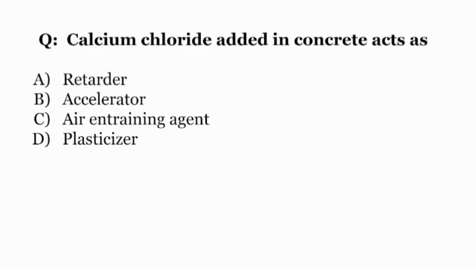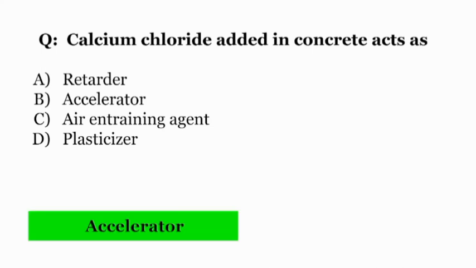Calcium chloride added in concrete acts as option A, retarder, option B, accelerator, option C, air entraining agent, or option D, plasticizer. Correct answer is accelerator.